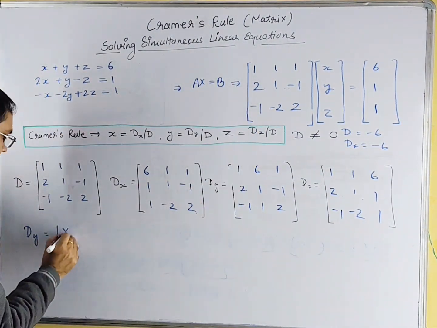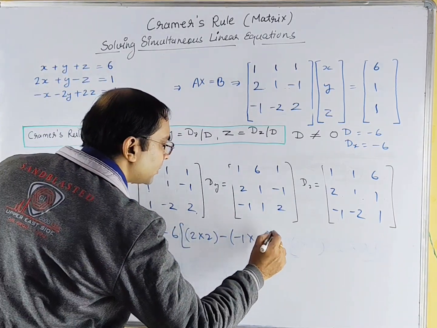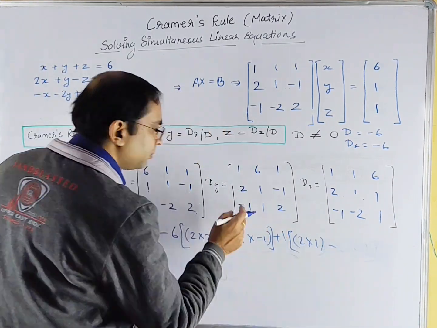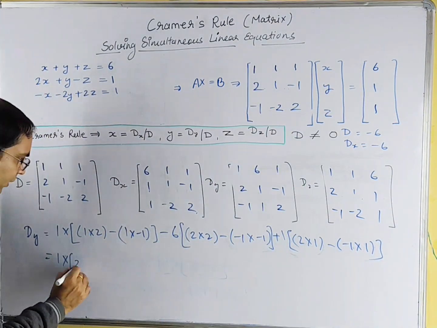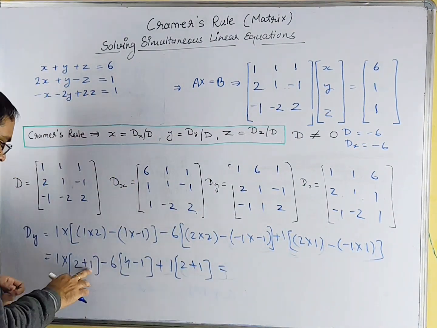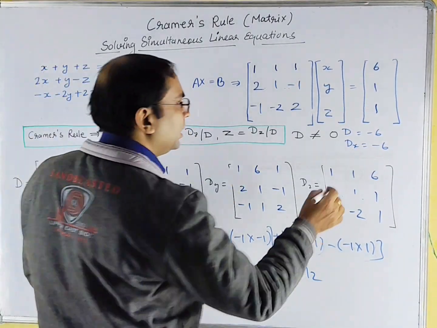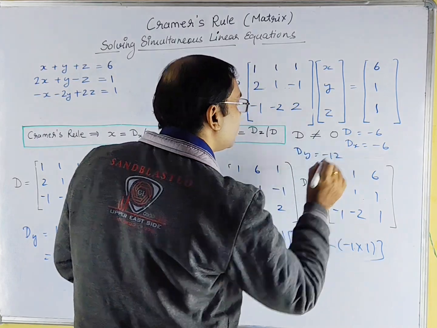So Dy will be 1 times cofactor multiplication (1 times 2 minus 1 times minus 1). Then minus 6 cofactor multiplication (2 times 2 minus 1 times minus 1). Then plus, last one is 1 times (2 times 1 minus 1 times 1). Okay, so this is 1 times 2 times minus 2 and this will be plus 1. Minus 6 times (2 plus 4 minus 1 is plus 1), then plus 1 times (2 times 1 minus 2 minus 1 is plus 1). So this becomes 2 plus 1 minus 3, 4 minus 1 minus 3 and 6 is minus 3, 2 plus 1 minus 3 plus 1 is 3. So this becomes minus 5. So you can see Dy comes to be minus, last value Dz.